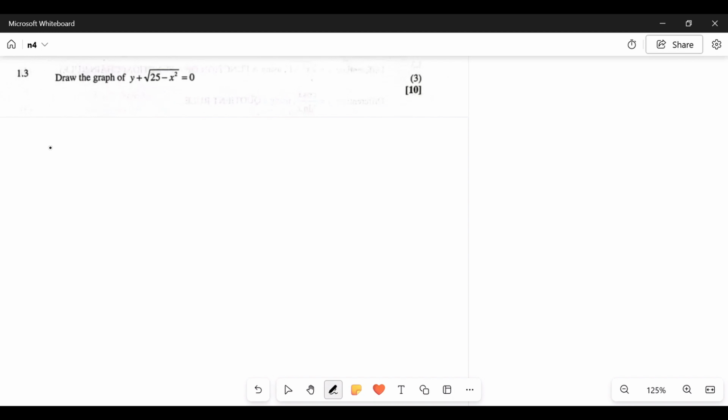Let's look at 1.3. So the question goes like this: draw the graph of y plus the root of 25 minus x squared equals 0. Now this graph here, guys, as well, needs us to simplify it. Let's make y the subject of the formula so that we are able to draw this graph. If we make y the subject of the formula, you're going to have y equals negative root of 25 minus x squared.